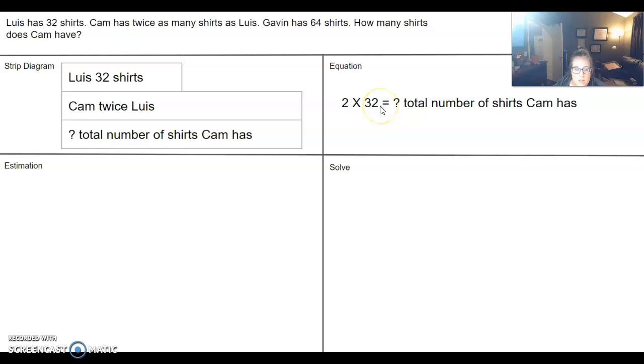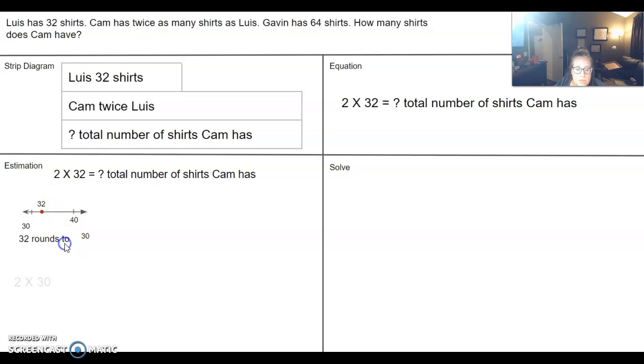So I'm going to go ahead and do my estimation. I'm going to bring down my equation just so I remember. And I'm going to leave the 2 where it's at, because 2 is pretty easy to work with. I can always just double things. And for 32, let's round it like we've been practicing. So I have 30 on this side, and I have 40 on this side. I have 32 right here. Is 32 closer to 30, or is 32 closer to 40? Nice job, guys. 32 is closer to 30. So I'm going to say 32 rounds to 30.